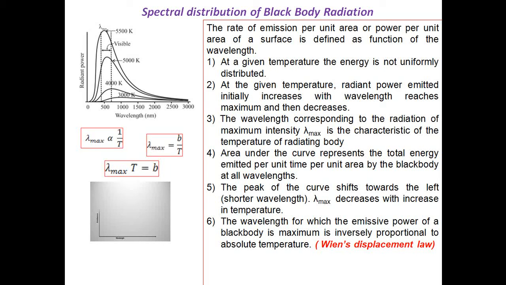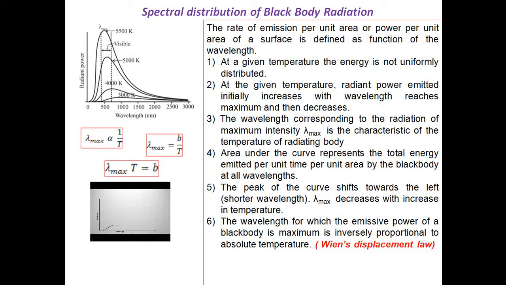At a given temperature, the radiant power emitted initially increases with increase in the wavelength, it reaches a maximum value, and then with further increase in the wavelength, the radiant power goes on decreasing. The wavelength corresponding to radiation of maximum intensity, which we denote by lambda max, is characteristic of the temperature of the radiant body. Now the area under this curve represents the total energy emitted per unit time, per unit area by a perfectly black body at all wavelengths.